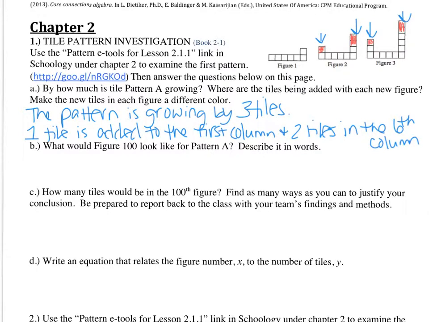Part B, what would Figure 100 look like for pattern A, and describe it in words? If we go back to Figure 1, Figure 2, and Figure 3 and count the tiles, Figure 1 has 7 tiles, Figure 2 has 10, and Figure 3 has 13. If you look at the very bottom, that bottom row has 6 tiles in Figure 1, Figure 2, and Figure 3. You will notice the tiles are going up. It's not getting wider. So Figure 100 is going to have 6 tiles on the bottom.